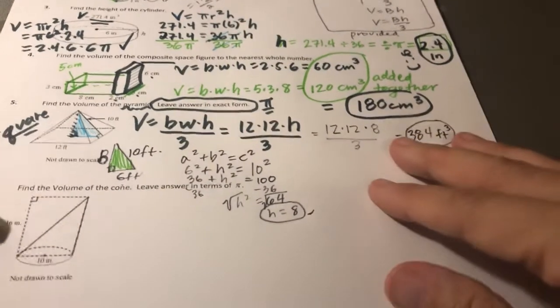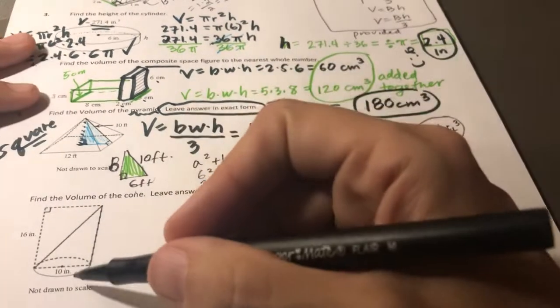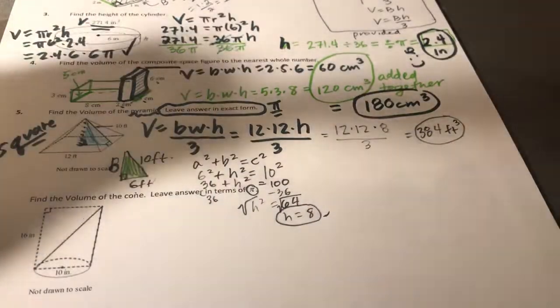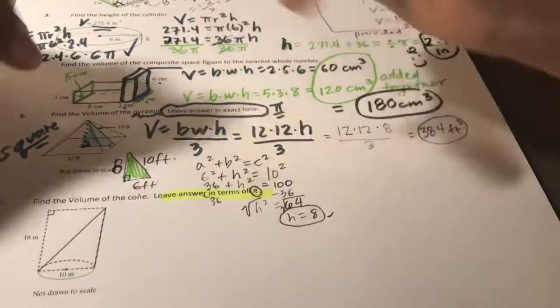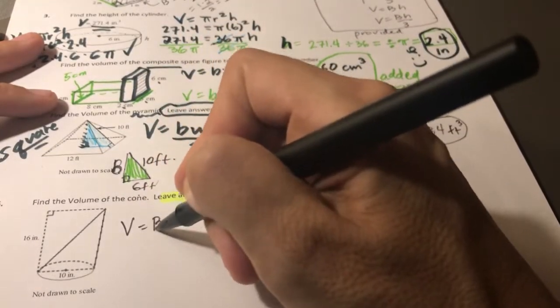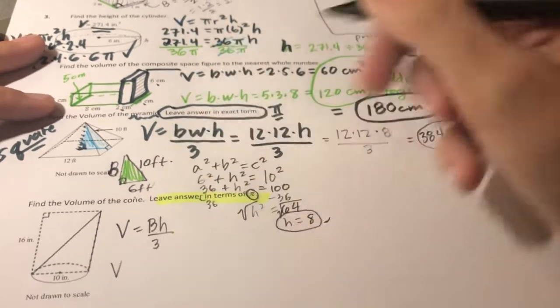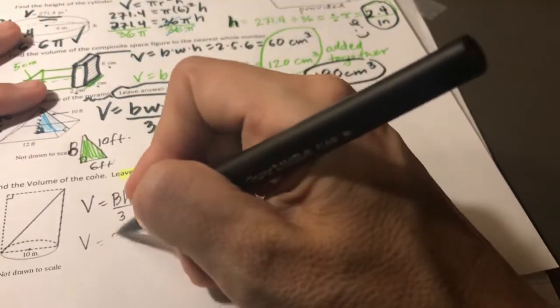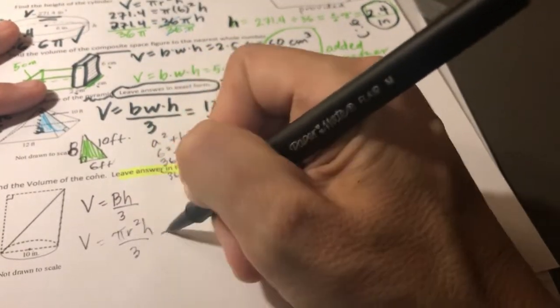Okay, next one. Now this was an interesting one. It says leave in terms of pi. So that's exactly what we're going to do. They said leave in terms of pi. So the volume is the area of the base times the height divided by 3. And up here in our formulas, a cone, we should memorize this, pi r squared h divided by 3. Pi r squared h divided by 3.